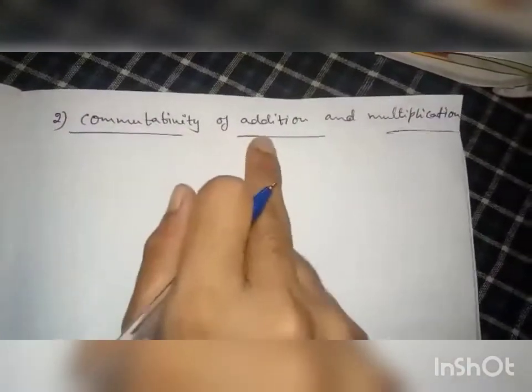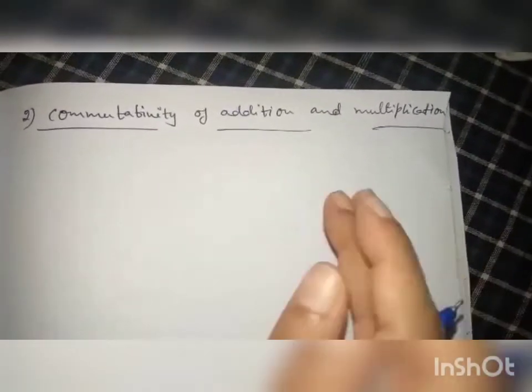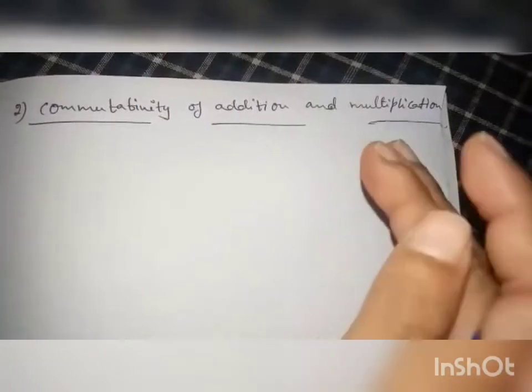Next, second property: commutativity of addition and multiplication. Now what do you mean by commutativity? Commutative means you can add any whole numbers in any order.